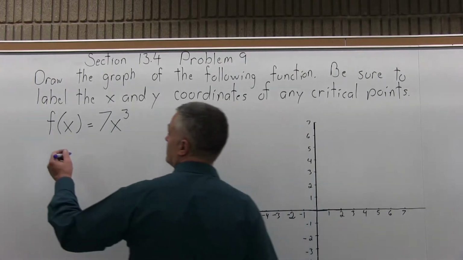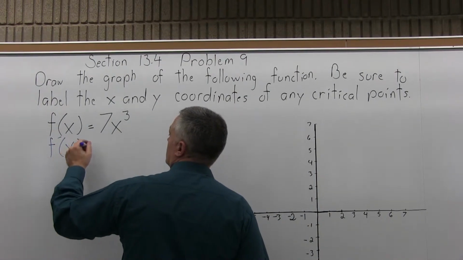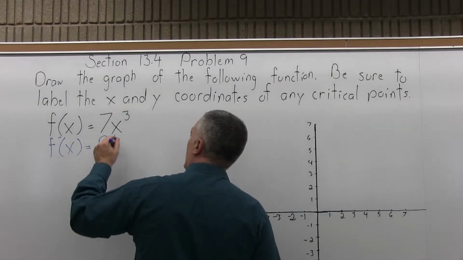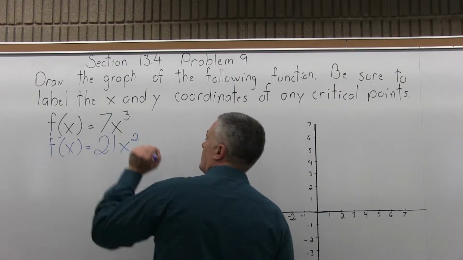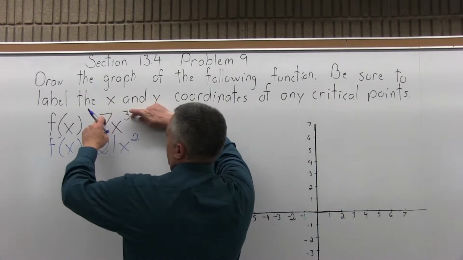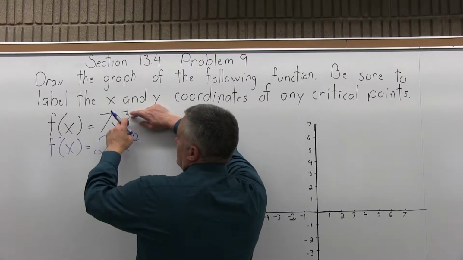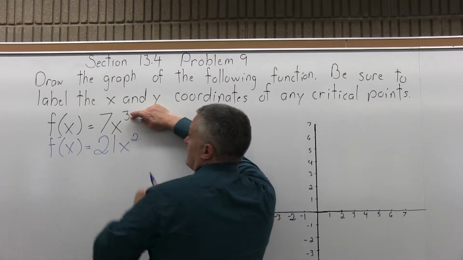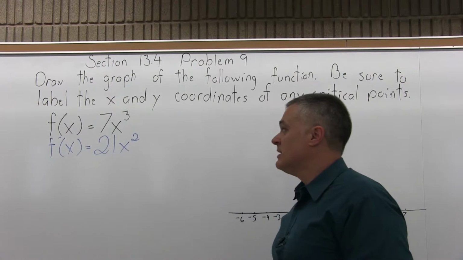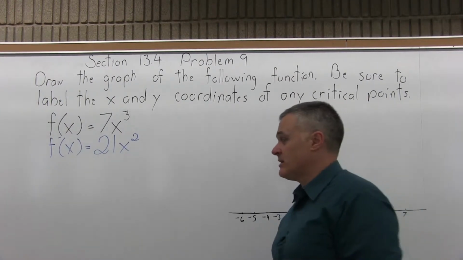So step 1 is find the first derivative. We're going to go f prime of x equals 21x squared. Now again, where that 21x squared comes from, the exponent of 3 comes down times the number in front of 7. 3 times 7 is the 21. And the exponent gets reduced by 1. The third power drops down to a second power. So the step 1 answer is f prime of x equals 21x squared.